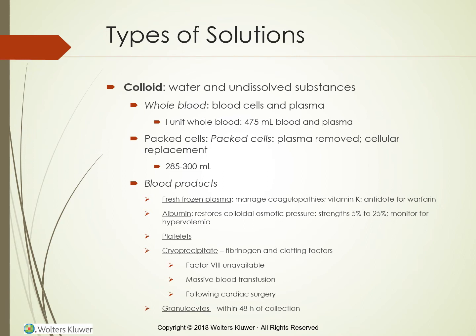Packed cells have most of the plasma or fluid removed, resulting in an average volume of 285 to 300 mils. Packed cells are preferred for clients who need cellular replacement but do not need and may be harmed by the administration of additional fluid. Such clients include those who have an adequate oral intake of fluid and clients who are at risk for heart failure.